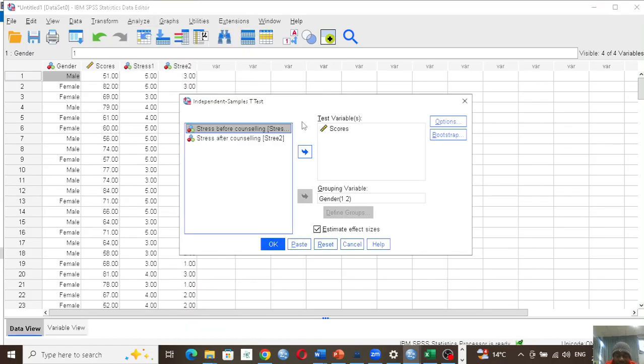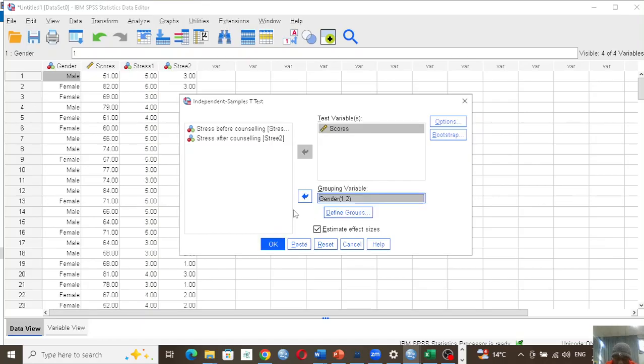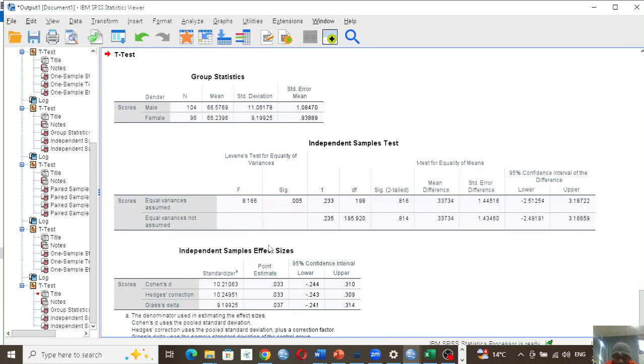Then by default, when you come here, we have our test variable and our grouping. What we are testing is the scores, and it will be based on gender, that is male and female. So we have it here. Then you come here, define groups, and then for group 1 you put 1, and for group 2 you put 2. That is what we are just coming to define, and then you say continue. Then you say okay.